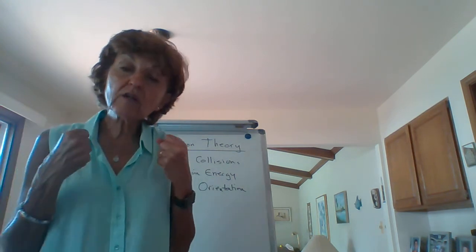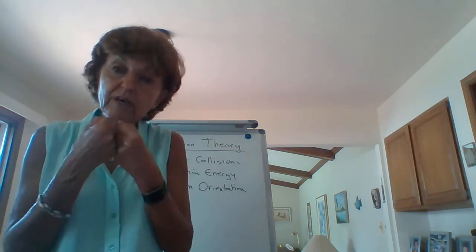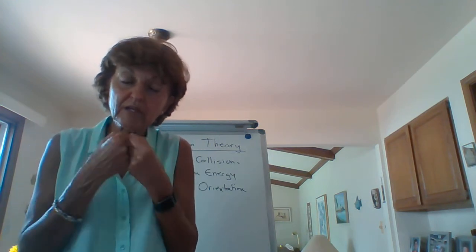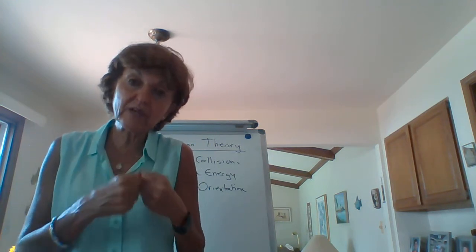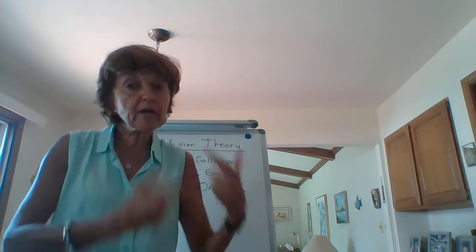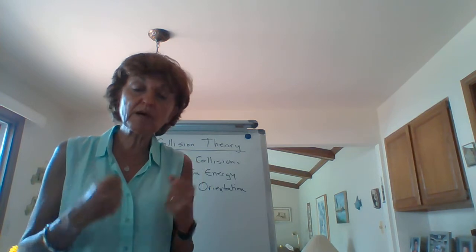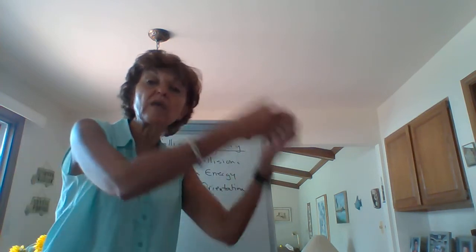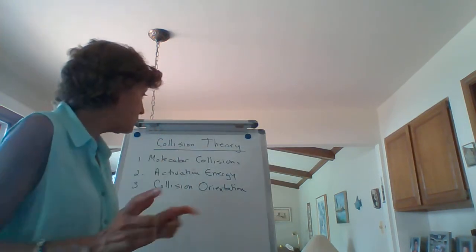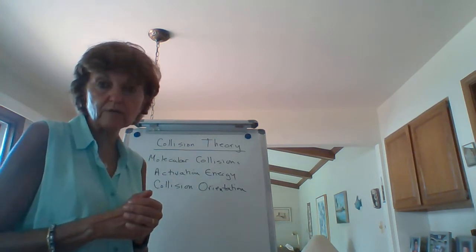All right, that's molecular collisions, activation energy. They also have to collide with a minimum amount of energy, and that minimum amount of energy is called the activation energy. So in order for a reaction to occur, the reactant particles have to have a minimum amount of energy to collide, and then they can become products. That minimum energy is called the activation energy.